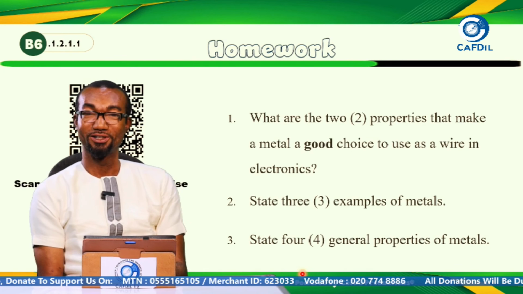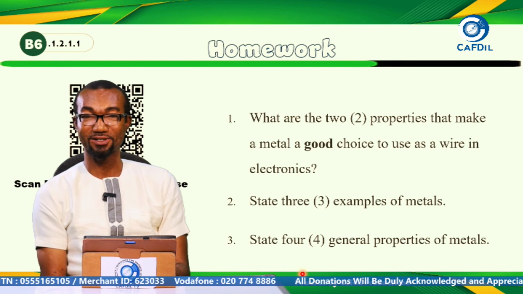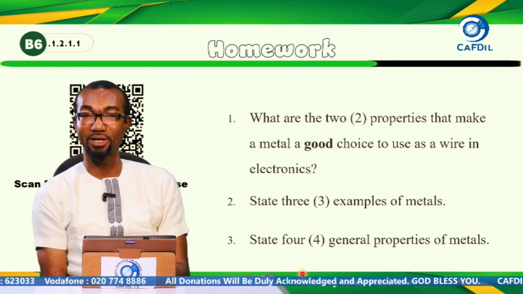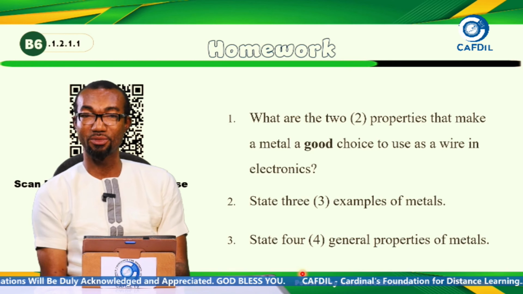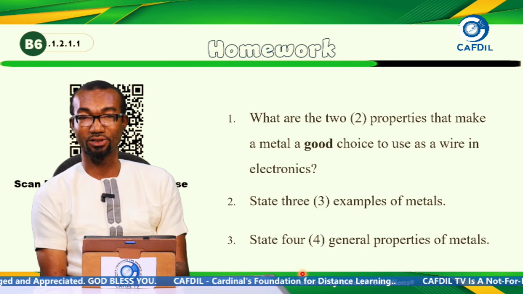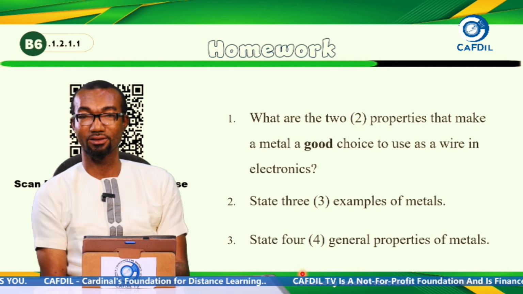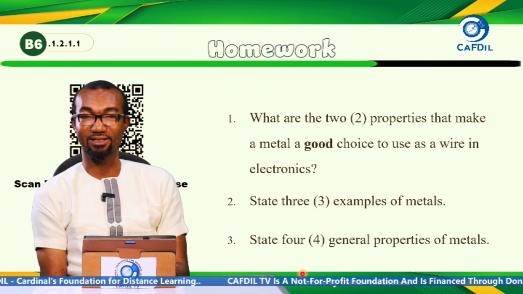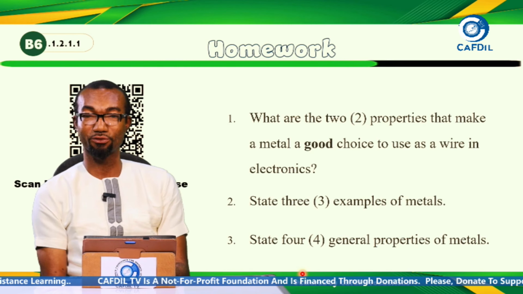Now, to wrap up, let's take this homework and try our hands on. 1. What are the 2 properties that make a metal a good choice to use as a wire in electronics? 2. State 3 examples of metals. And 3. State 4 general properties of metals.